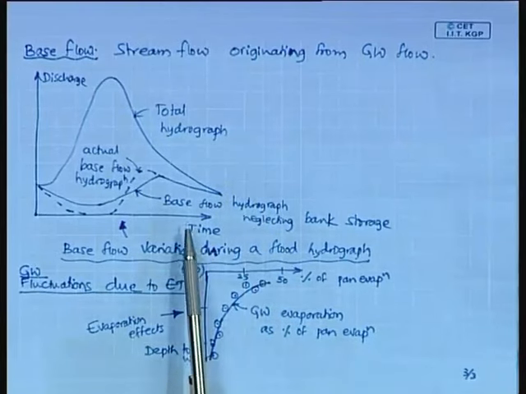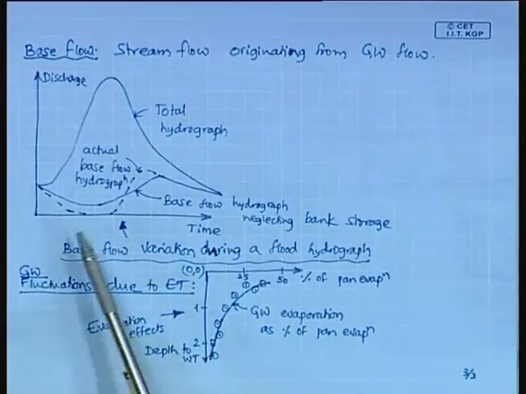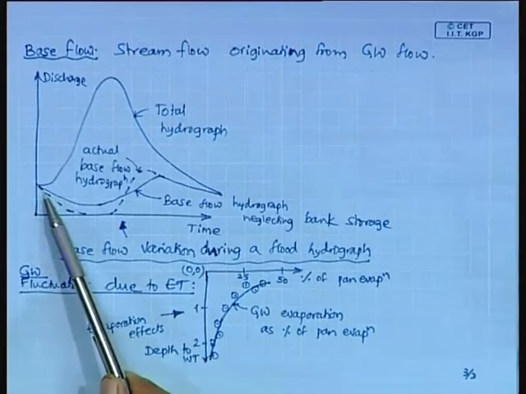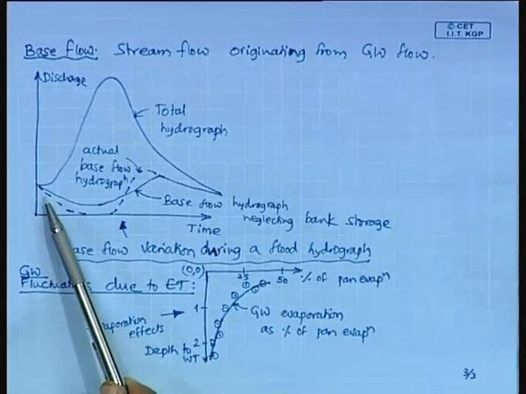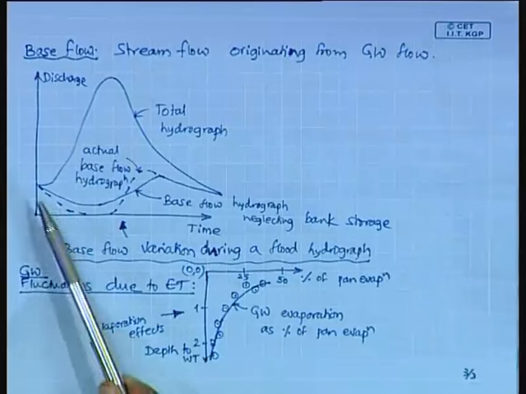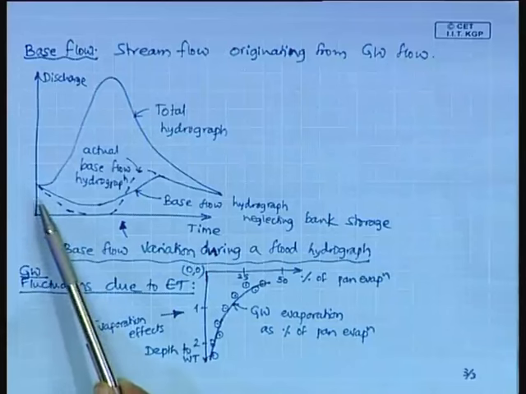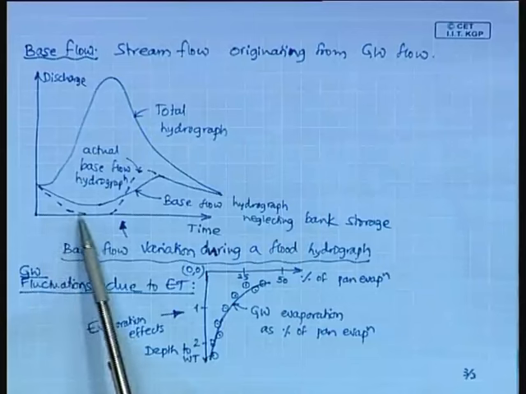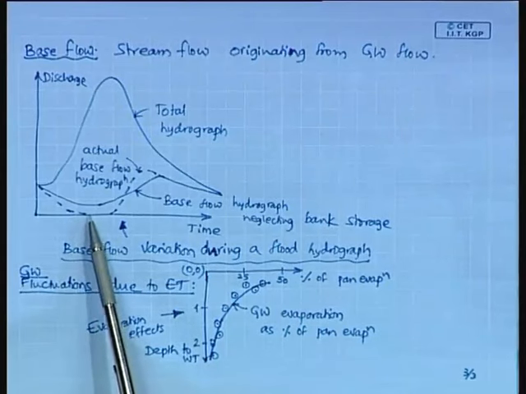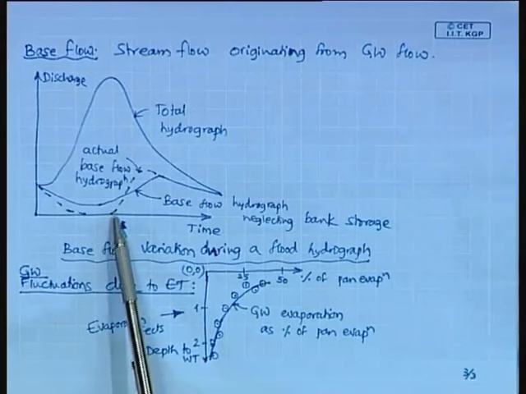So now here let us study the variation of the base flow. As we discussed in the previous case, during this period the groundwater recharge is taking place, and unless the groundwater gets saturated, there cannot be any discharge. So essentially the dotted line from here to here represents the recharge phase, and from this point onwards, the discharge starts.